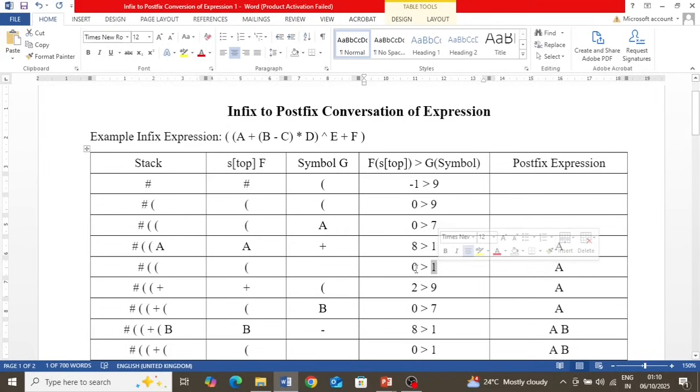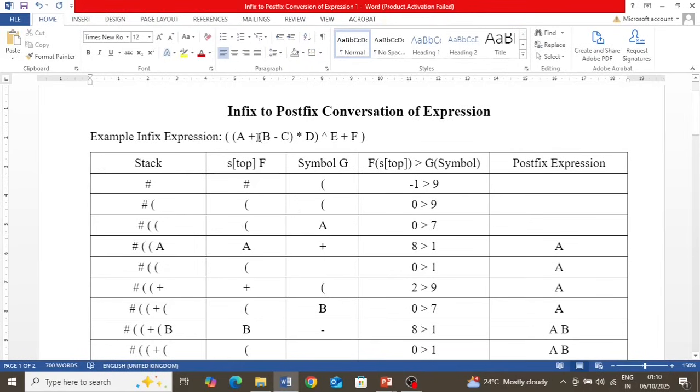1. Is 0 greater than 1? No. We have to apply what? The second step. So we have to push plus into the stack body. So the resulting stack elements will be this. Top of the stack is plus. So here we will write it in this column. And the next symbol we have in the input infix expression is what? This opening parenthesis. We will keep it here.